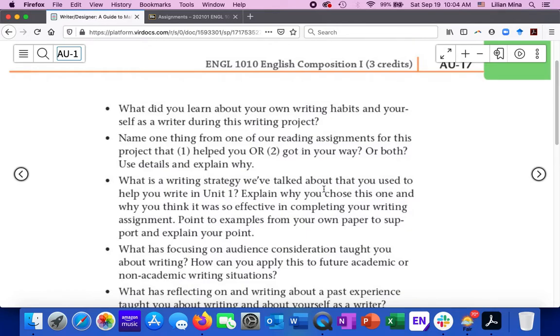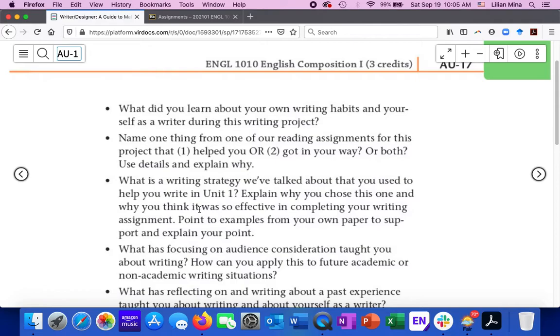If this is something that helped you with your writing, then maybe mention it and give some examples from your own writing of how you used that. On the other hand, if something got in your way, if something was a stumbling block for you, or something that you didn't like, you didn't understand, and it made you hesitant in your writing, again, mention it. This is part of your growing as a writer.